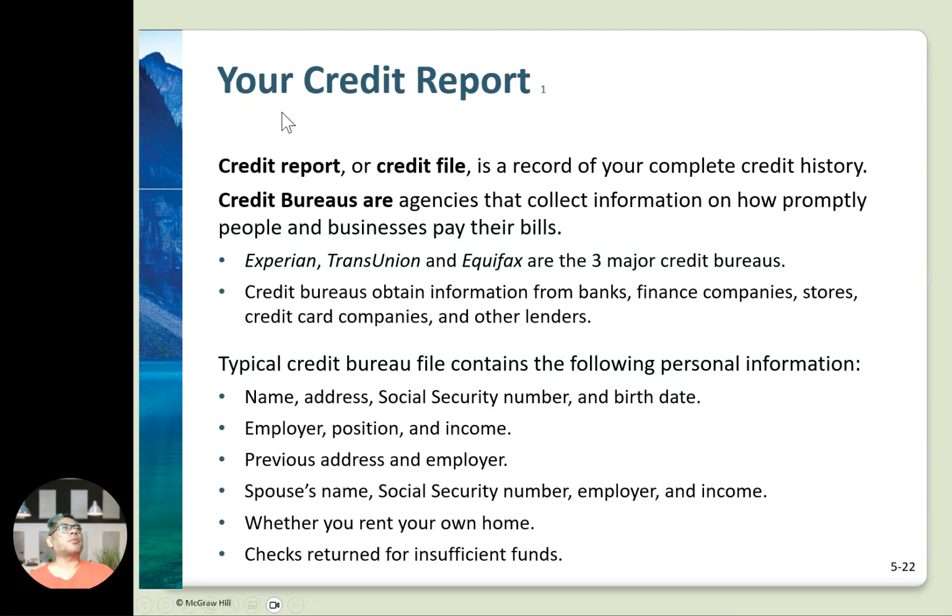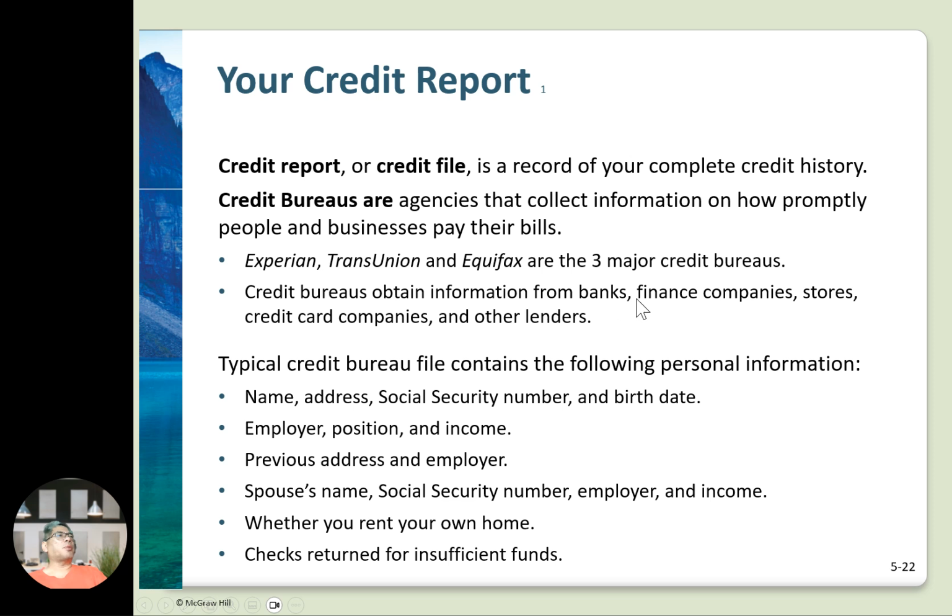This is very important for your credit report. A credit report, or credit file, is a record of your complete credit history. In Canada, it will be TransUnion or Equifax, okay? Credit bureaus or agencies collect information on how promptly people and businesses pay their bills, such as TransUnion and Equifax. Those are the most common ones. Experian, TransUnion, and Equifax are the three major credit bureaus.